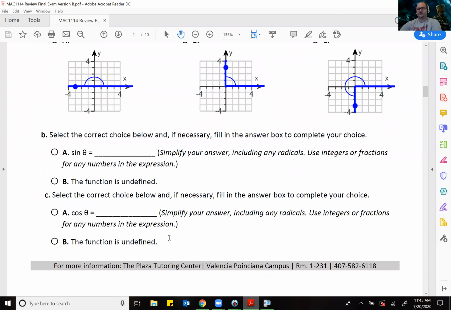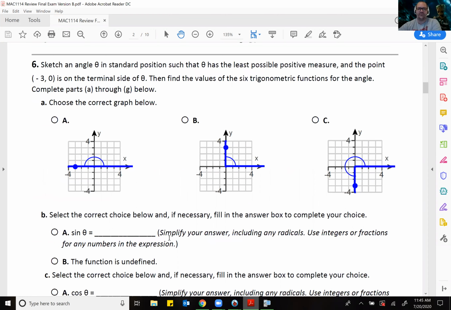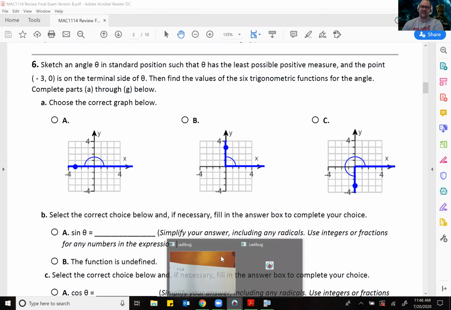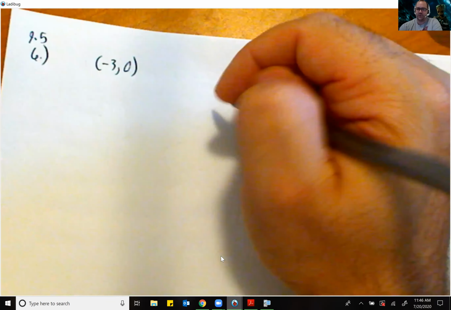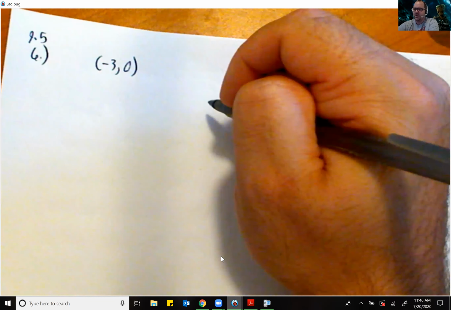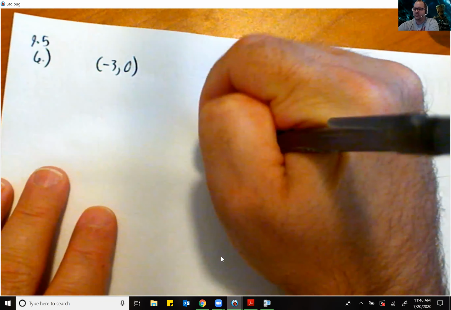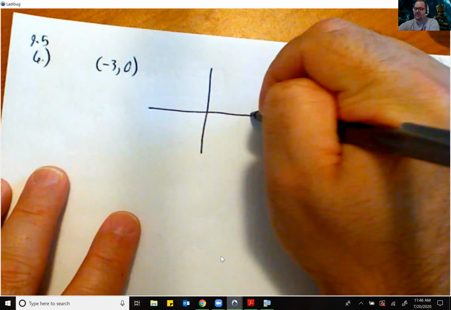All right. So the first thing says we've got this point that is -3, 0, and they want to know which picture is the standard position. Okay. So with standard position, let's jump over here, and then it wants us to find the 6 trig functions. So that's not too hard. We'll do that here in a second.